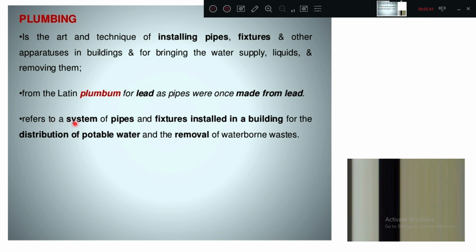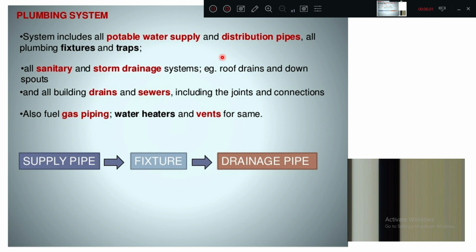This plumbing refers to a system of pipes and fixtures installed in a building for the distribution of potable water and the removal of waterborne waste. So that means it is a system which supplies potable water to a building as well as removes the waterborne waste. Both ways are its function.